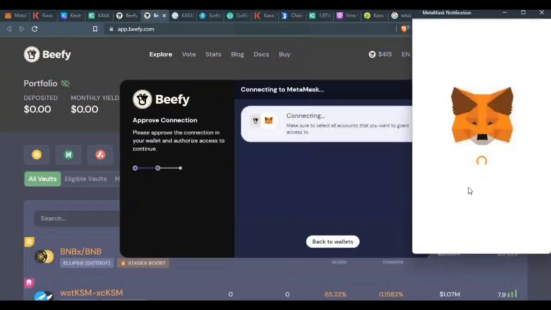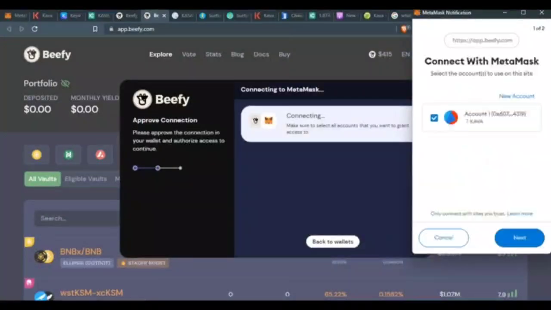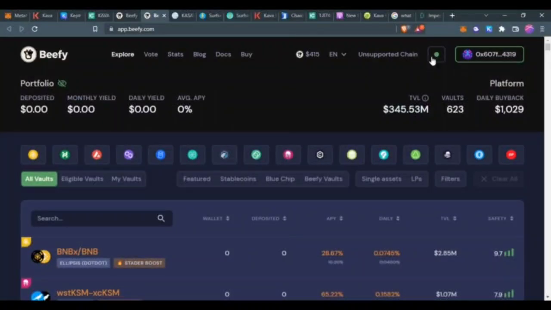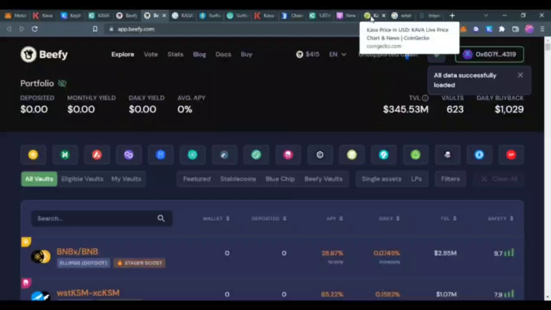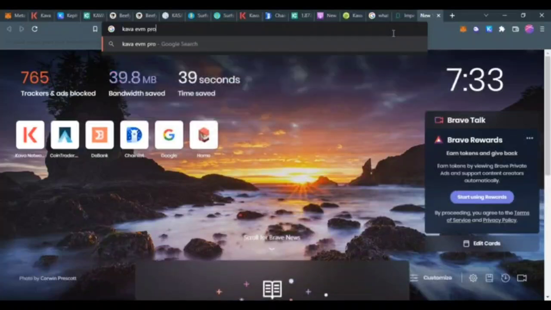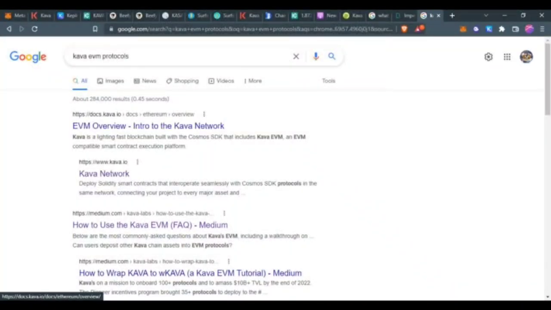Let's see. Let's connect MetaMask. So yeah, we are on an unsupported chain right now. Let's see. See if we can get.